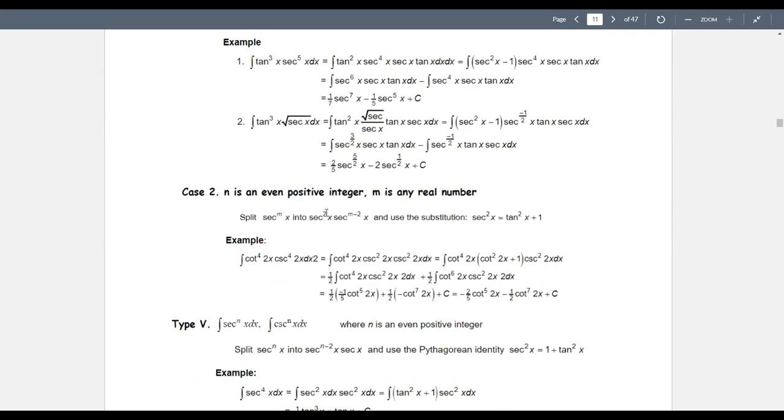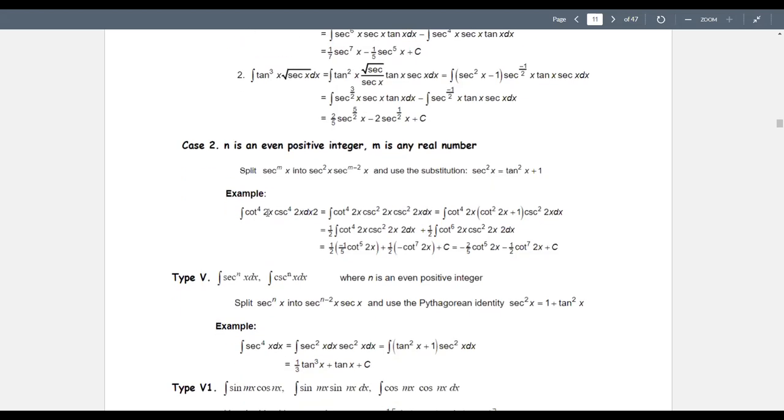Okay? Your m is any real number, but n is not a positive odd integer, but rather a positive even integer. What do you do if this is the case? You split secant m x into secant squared x secant m minus 2 x, and use the substitution for the secant squared of x, which is equal to tangent squared x plus 1. The identity that is used here is the equivalent identity also that is being used in case 1.